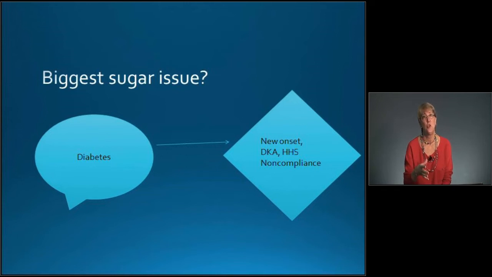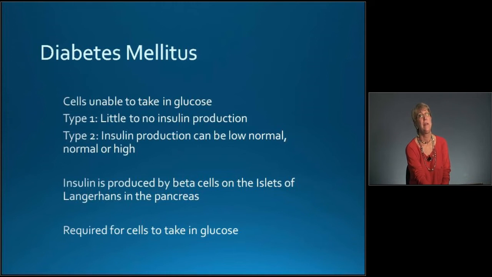That's always an issue when it comes to taking care of a patient with diabetes. So diabetes itself, just a quick look at the patho of this. Cells are unable to take in glucose. We know that type 1 has little to no insulin production. Type 2 does produce insulin, and it can be low, normal, or high.